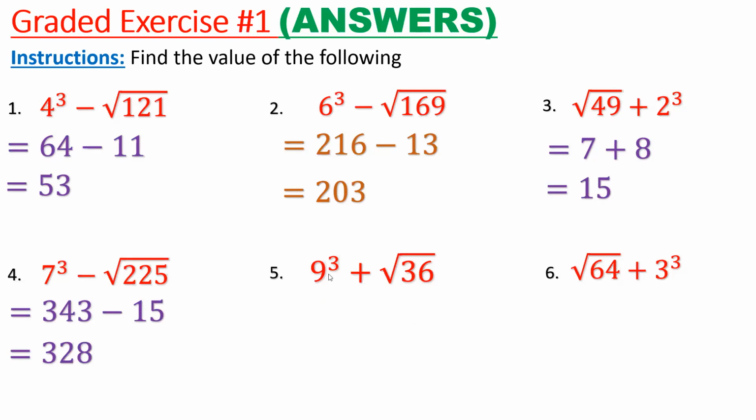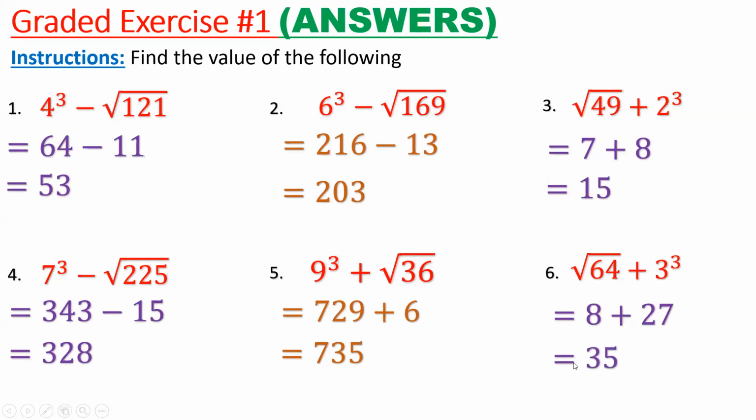And then number 5, 9 cubed. What is 9 cubed? 729. And what is the square root of 36? 6. So 729 plus 6 is what? 735. Good. And then we have the square root of 64. What's the square root of 64? 8. And what is 3 cubed? 27. So 8 plus 27 is 35.